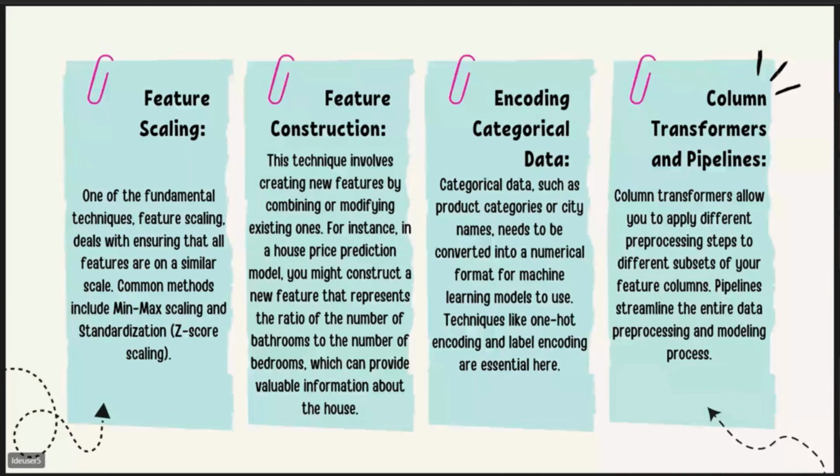Okay, so for example, how are you going to construct a feature is one thing is you combine two existing features into one and you get a whole new feature. Okay, so that is construction. ஏற்கனவே ரெண்டு different values இருக்கு, அதை ஒண்ணா போட்டு மூணாவது வேல்யூவை கொண்டு வரேன். Or you modify existing one. For example, house price prediction model. You might construct a new feature that represents ratio of number of bathroom to the number of bedrooms.